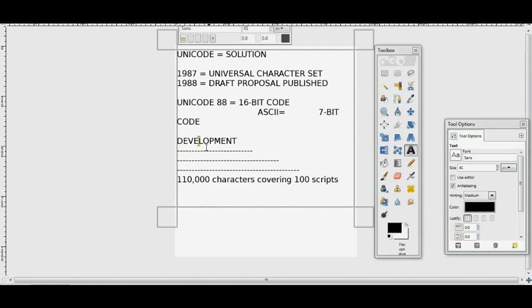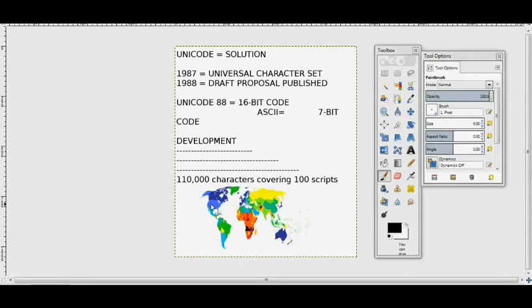Unicode has been developed and updated upon over the years, and the most updated version of Unicode now contains 110,000 characters covering 100 scripts. Before Unicode was developed, there were hundreds of different encoding systems all over the world that had to be used for all different types of languages, and that was just really impractical. Not to mention, there was a lot of overlap between all of these different computer systems. It often happened that the same code was used for two different characters.